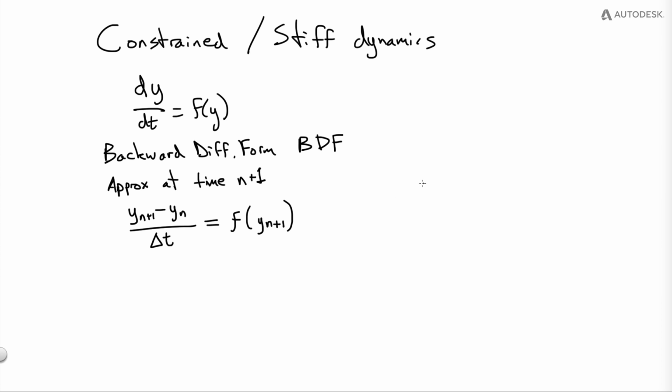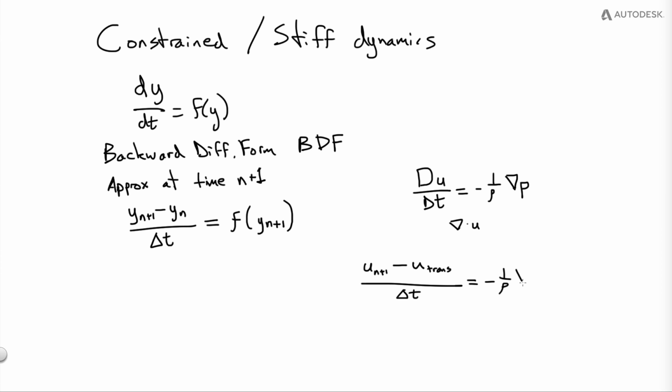And essentially what we're doing in our first order fluid solver is rewriting it to look like this, where the new velocity minus the transported old velocity, divided by delta t, will be the negative scaled pressure gradient that makes the new velocity divergence free.